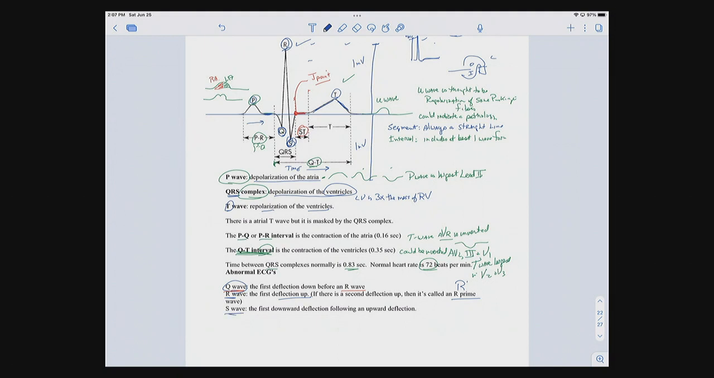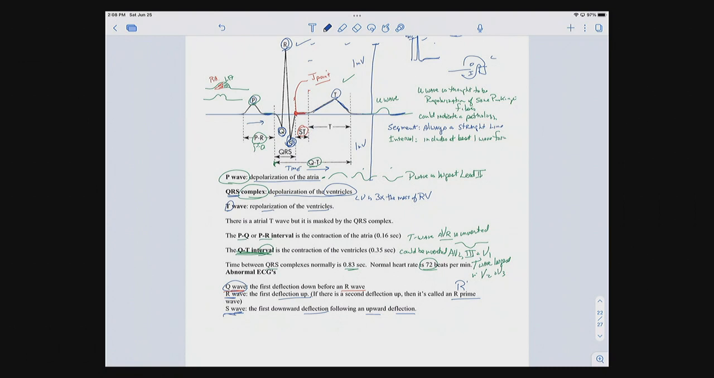The S wave is the first downward deflection following an upward deflection. And if the upward deflection is an R wave, then typically we're saying the S wave follows the R wave, but the S wave has to drop below the baseline for it to be an S wave, because the S wave by definition is a downward deflection below the baseline. So we're going to get into that again on the next page in terms of how you name things.